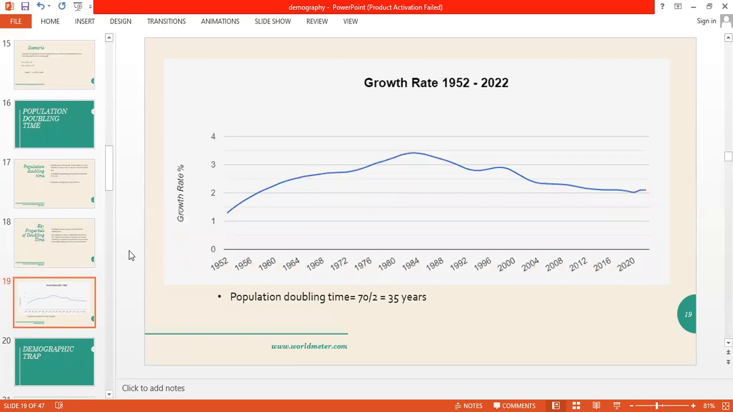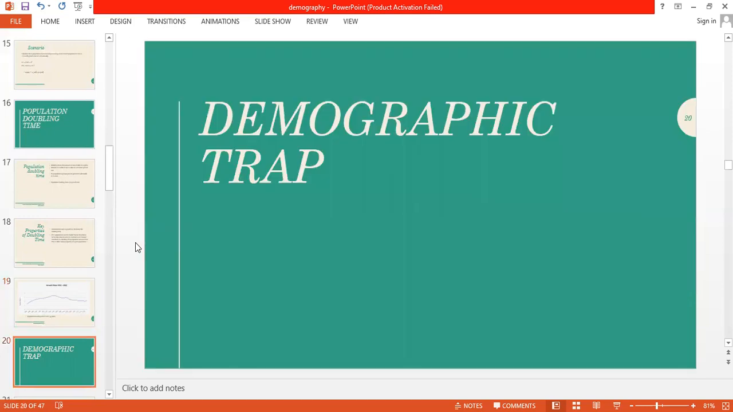This is the growth rate of Pakistan from 1952 to 2022. In this graph, you can see that in the past 30 decades, the growth rate of Pakistan increased, almost touching the level of 3, but now it is declining and has reached almost 2. So the current growth rate of Pakistan is 2.